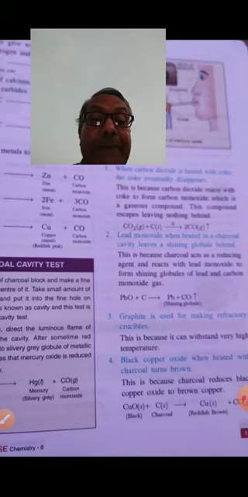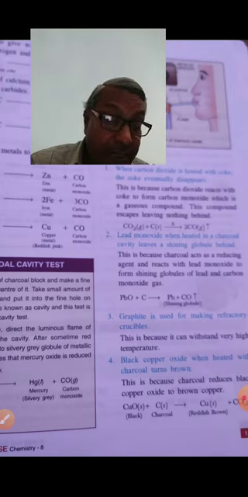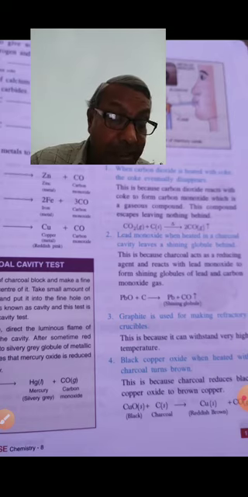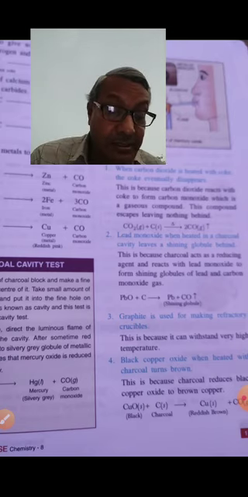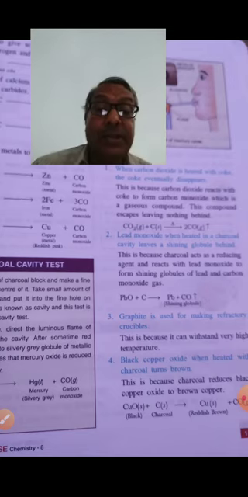Graphite is used for making refractory crucibles. So why is graphite used for making refractory crucibles? Because graphite can withstand very high temperature.